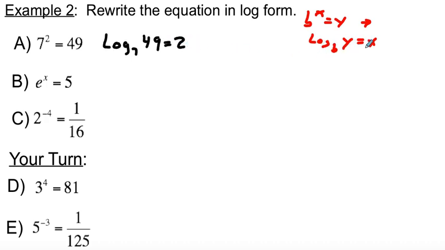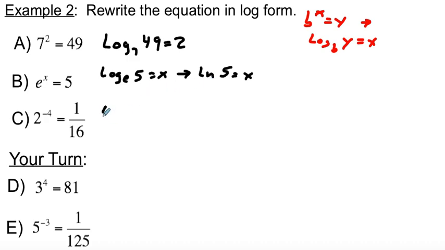Follows this over here. Log base b of y equals x becomes b to the x equals y, or b to the x equals y becomes log base b of y equals x. So that's why it's log base 7 of 49 equals 2. Same thing here. So log base e of 5 equals x. But then we're going to change that because that log base e is the same thing as a natural log. So we're going to have natural log of 5 equals x.